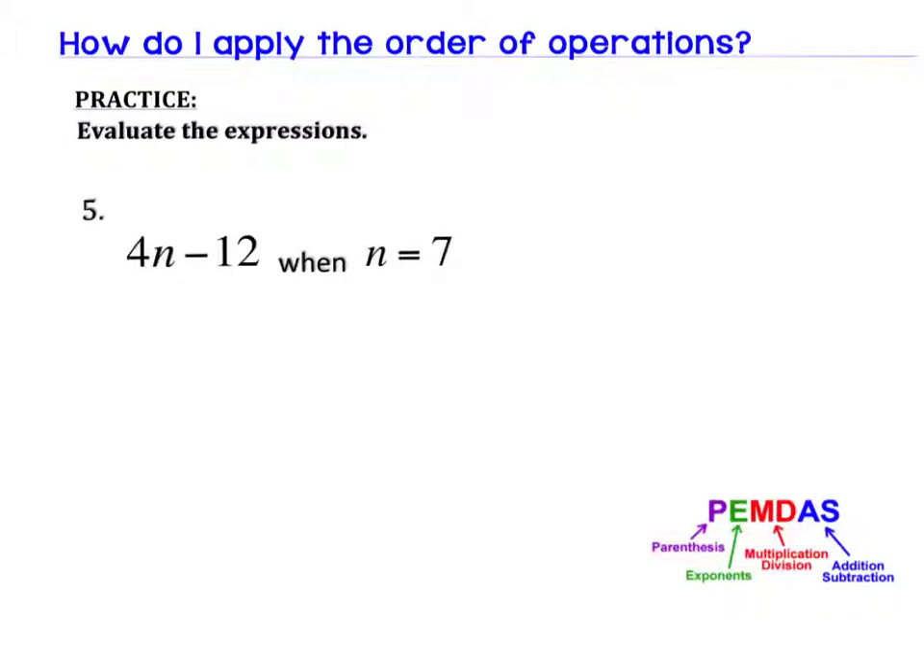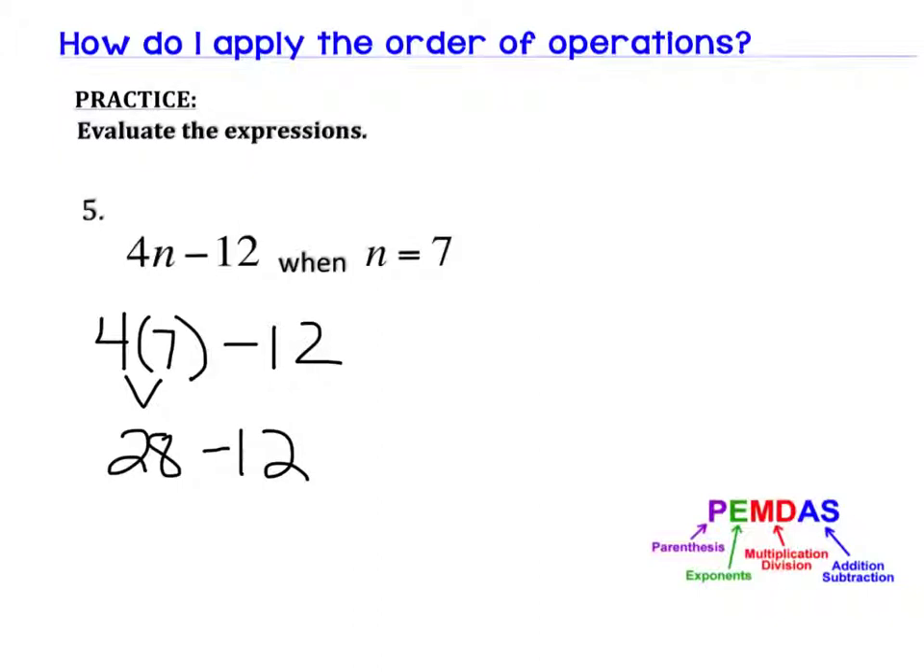All right, for our next one, we're going to go ahead and evaluate the expression when n is equal to 7. So let's go ahead and I'm going to plug in n is equal to 7. I'm going to take 4 times 7 minus 12. And again, we always follow the order of operations. I don't have any parentheses. I don't have any exponents, but I do have multiplication and division, so I need to apply that first. I've got 4 times 7, which is 28, and then I'm going to subtract 12. So I'll take 28 minus 12, and I'm going to have 16.